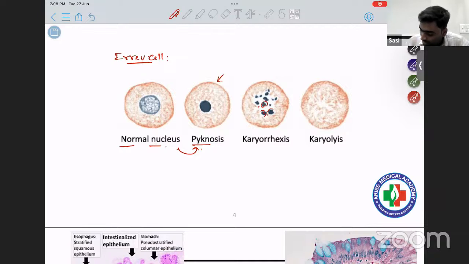This breaking down process is known as what? Karyorrhexis. And once it is broken down, it must be eaten up, so it will lead to lysis of this material, which is known as karyolysis. Just remember these two images for cell death and injuries. Okay, fine. We'll move on to our next slide.